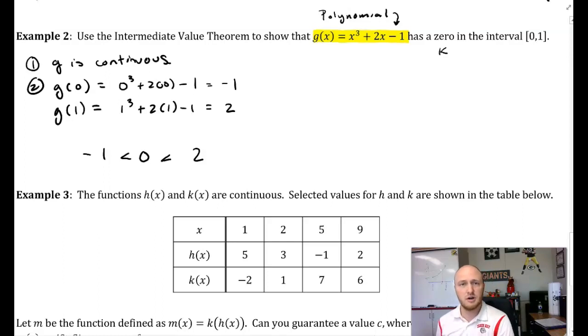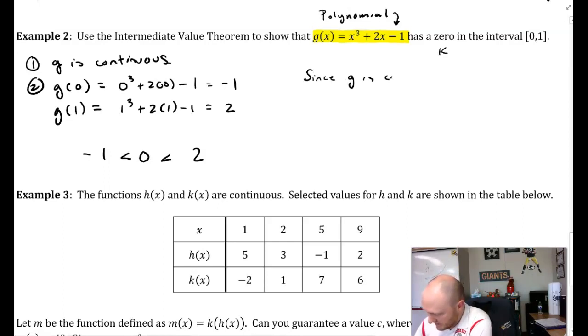So the two conditions are met, and then I'm going to go ahead and provide a statement. So again, since g is continuous and 0 is between g of 0 and g of 1.